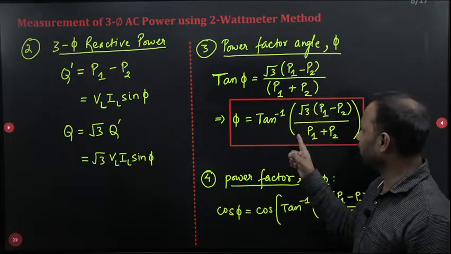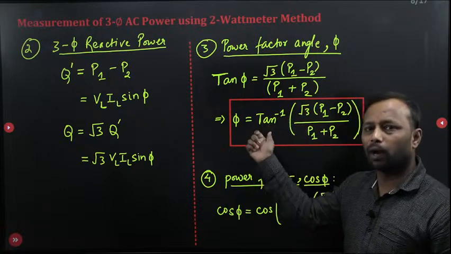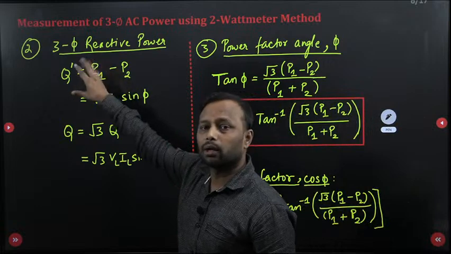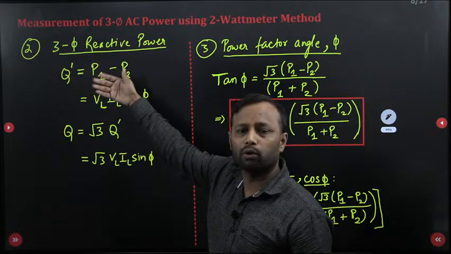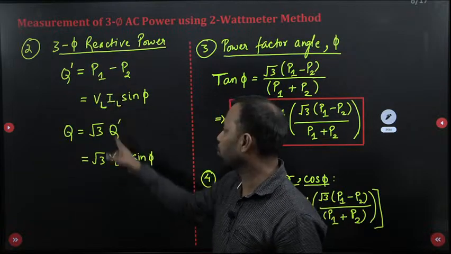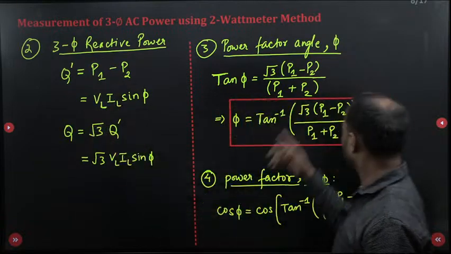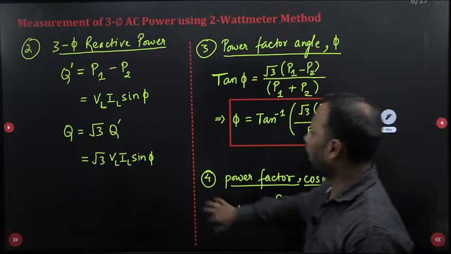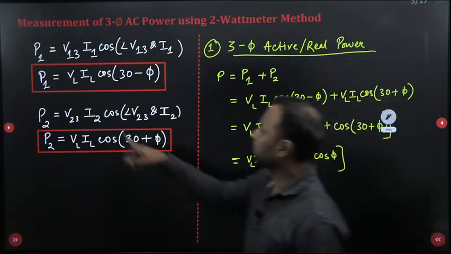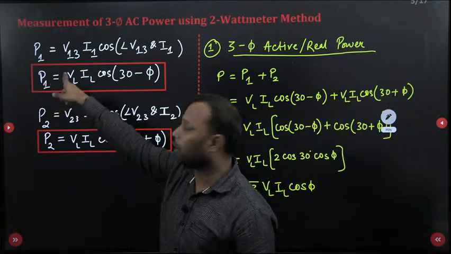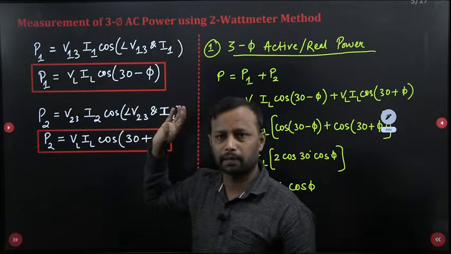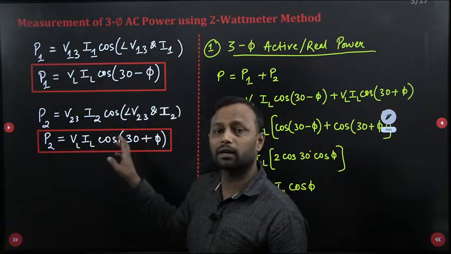Please remember, while applying this formula we need to multiply by root 3, because when you subtract these two, you will not get the root 3 factor. So to get the 3 phase power, we have to multiply by root 3. That is why you have root 3 here. And one more point we need to remember is that this P1 is what? VLIL. This is line voltage and line current. Similarly, this is your line voltage and line current.